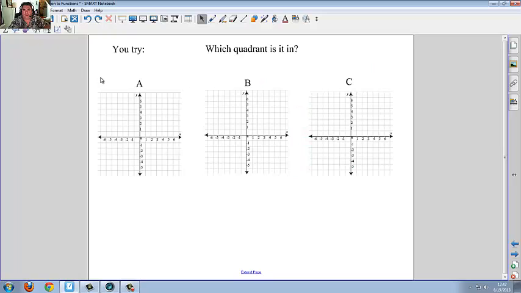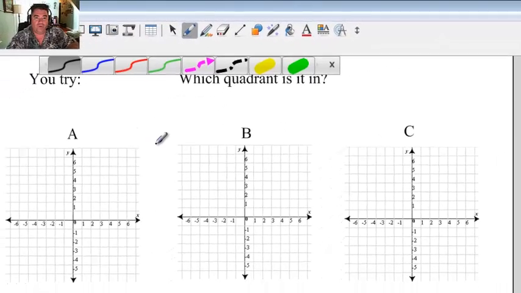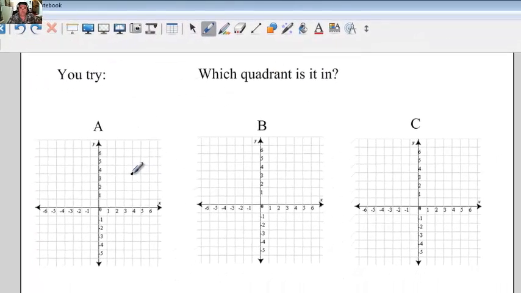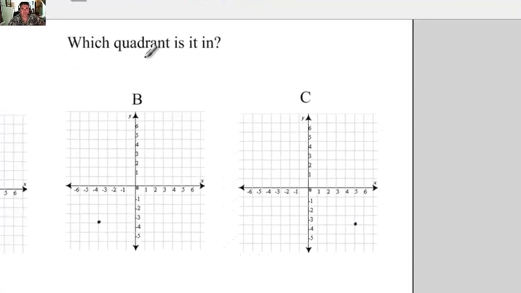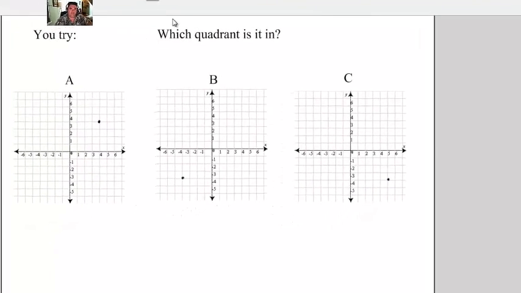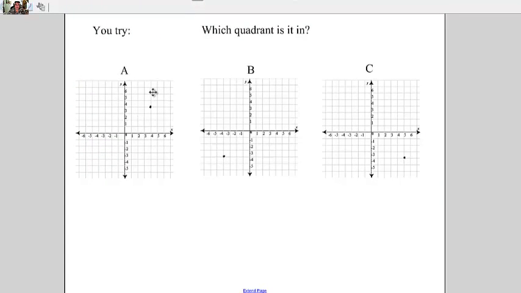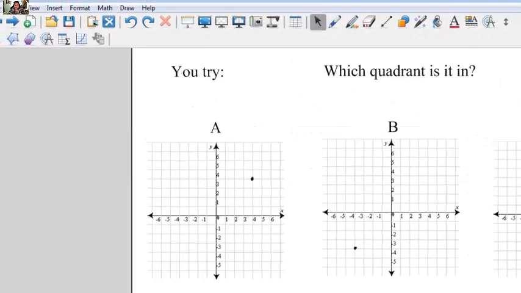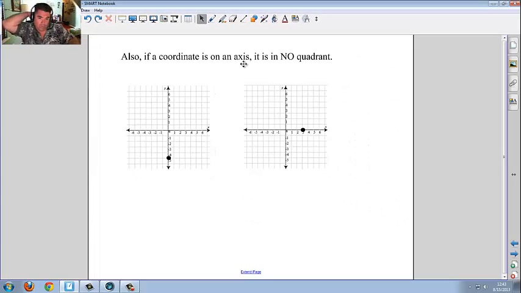Now I want you to try. Figure out which quadrant each one is in. Although I seem to have erased my spots, so let me go ahead and put a spot here, and a spot here. And please go ahead and tell me what quadrant each one is in. Okay, let's see how you did. This is in quadrant 1 for A. This one's quadrant 3. This is quadrant 4. Also, if a coordinate is on an axis, it is in no quadrant whatsoever. So for these two, they're not actually in any quadrant at all because they're on the dividing line.